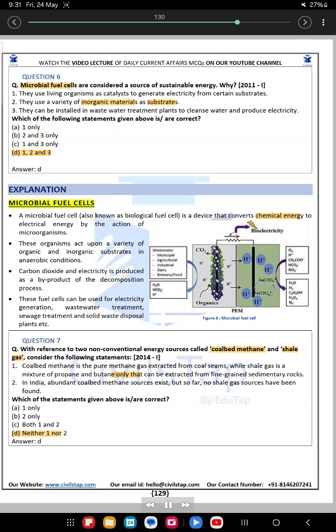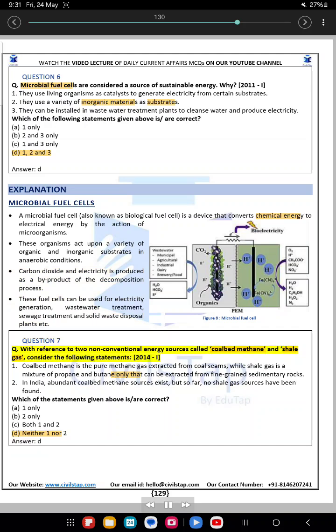Explanation. Microbial fuel cells. A microbial fuel cell, also known as biological fuel cell, is a device that converts chemical energy to electrical energy by the action of microorganisms. These organisms act upon a variety of organic and inorganic substrates in anaerobic conditions. Carbon dioxide and electricity are produced as byproducts of the decomposition process. These fuel cells can be used for electricity generation, wastewater treatment, sewage treatment and solid waste disposal plants etc.